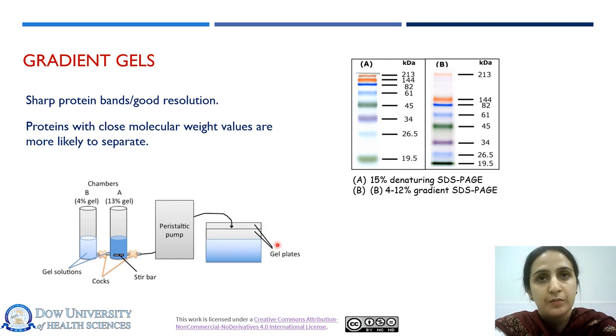Once the whole mixture is poured between the plates, the gel is allowed to polymerize for 30 to 45 minutes, as in the case of normal electrophoresis. Once the gradient gel is polymerized, we pour the stacking gel. In the same way, we prepare the sample, load the sample, run the gel, and stain it with the Coomassie stain. But again, as I've mentioned before, by using the gradient gel, sometimes you get better separation and higher resolution as compared to the single percentage gel.